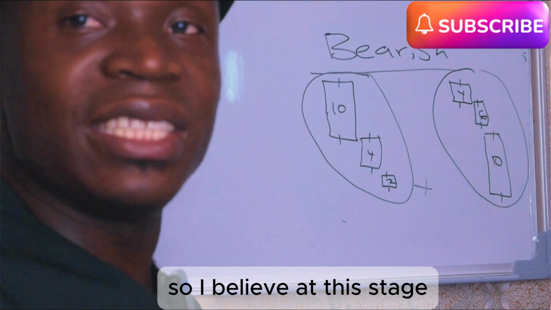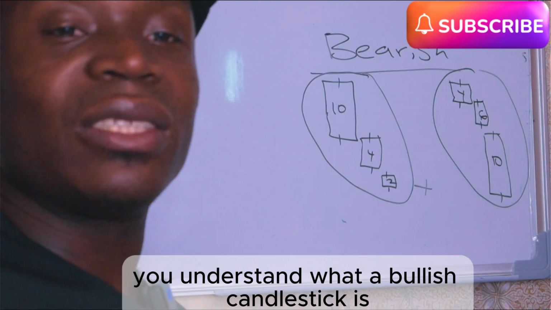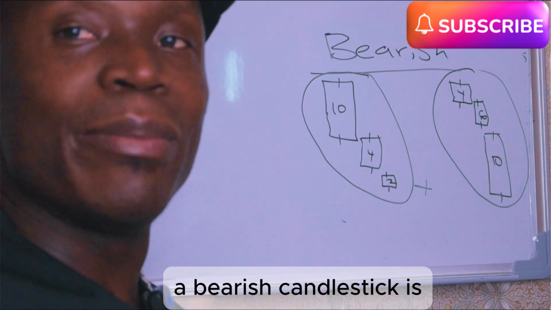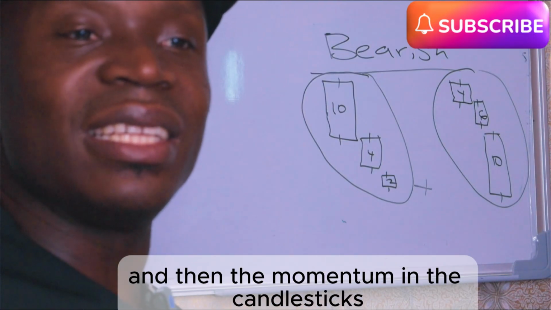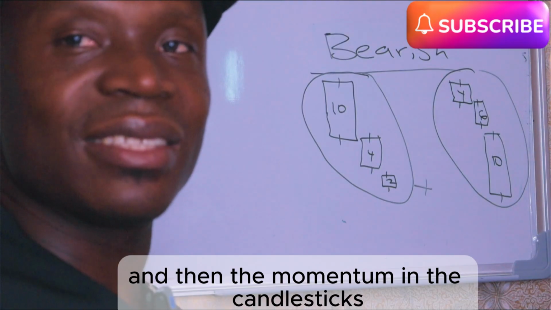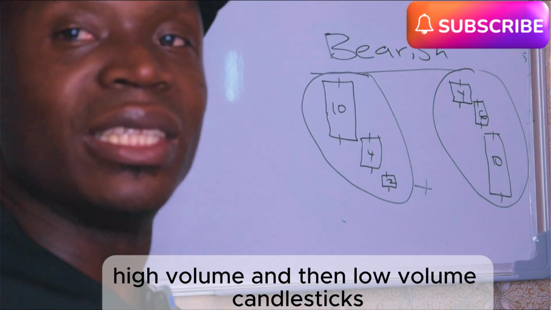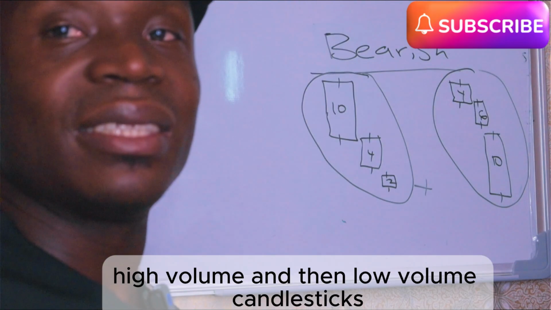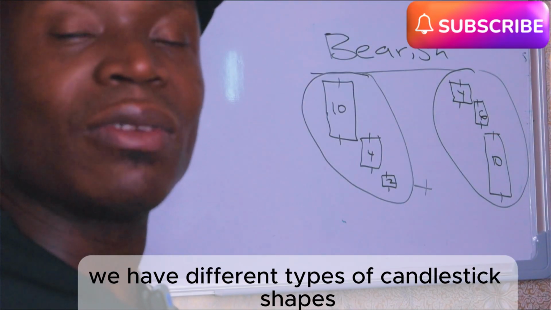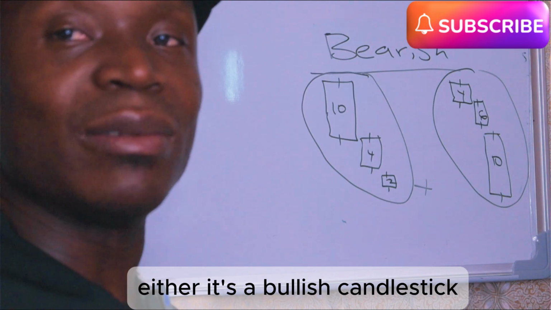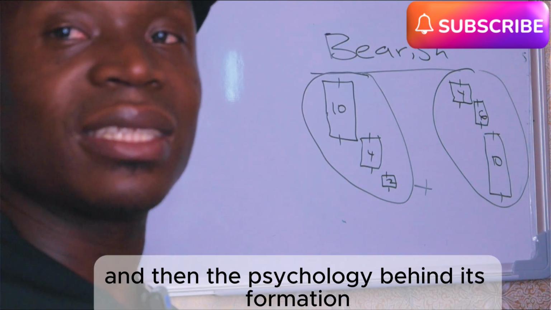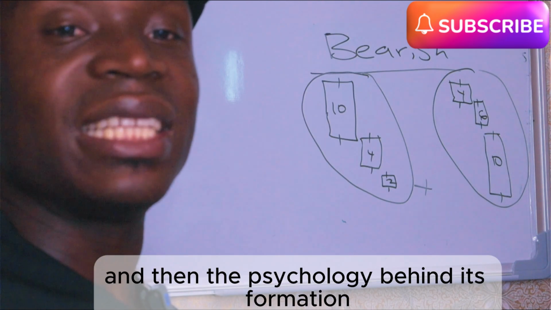So I believe at this stage, you understand what a bullish candlestick is, what a bearish candlestick is, and the momentum in the candlesticks, high volume and low volume candlesticks. You have different types of candlestick shapes. You have to be able to determine whether it's a bullish or a bearish candlestick, and the psychology behind its formation.